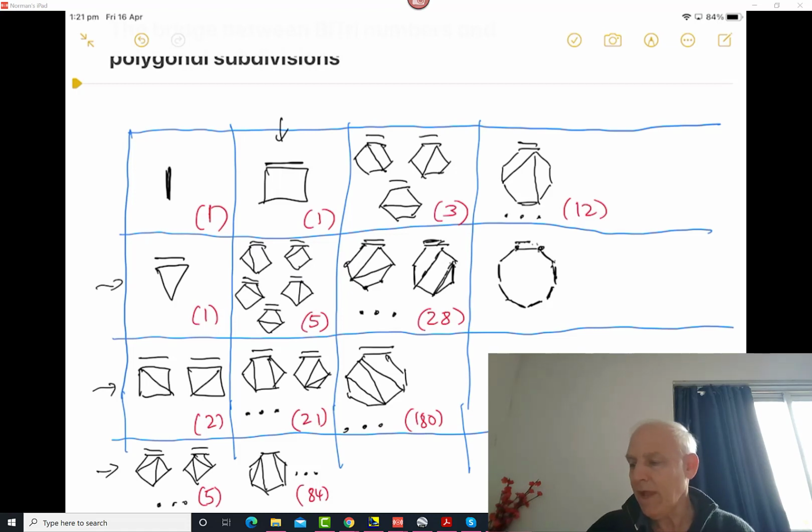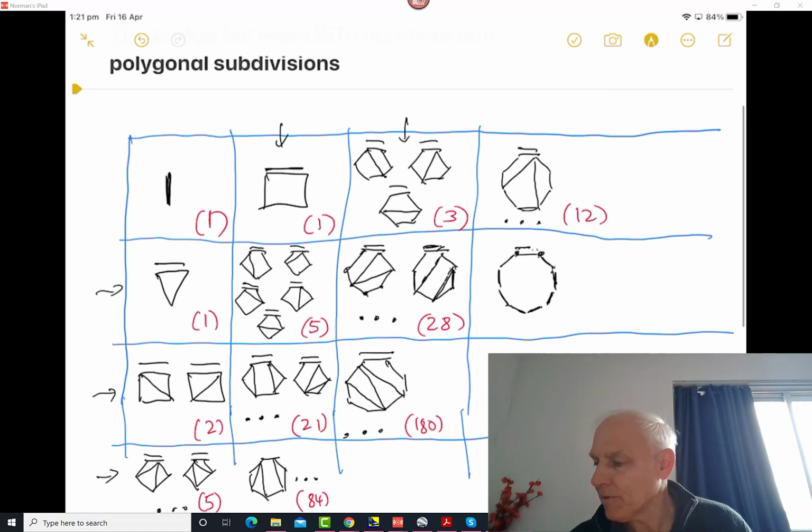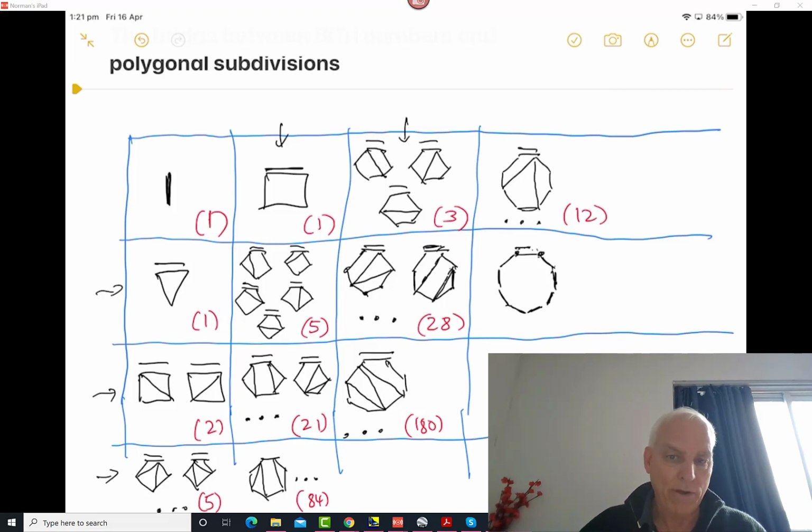Then the next column over, we're starting with a hexagon, the 3 ways of subdividing it into 2 quadrilaterals, and then we go down 1. What that means is we're adding a triangle. We still have 2 quadrilaterals, but now we have 1 triangle as well, and there's 28 ways of subdividing this 7-gon. Then we go down 1 more. Now we're adding another triangle. So there's 2 triangles and 2 quadrilaterals, altogether 180 ways of subdividing an octagon. That's the general pattern. We just keep on adding more and more.